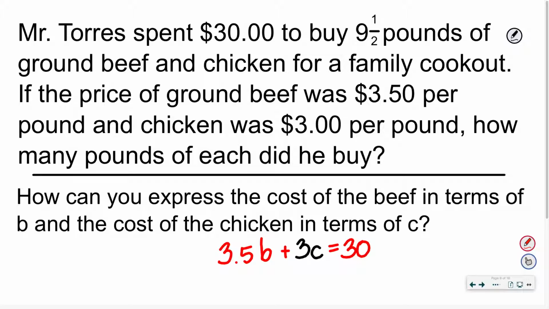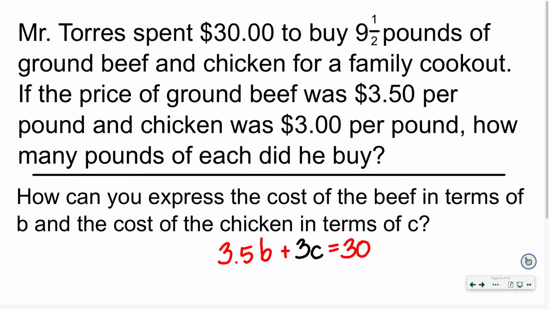What does that equation mean? Can someone explain that equation in a sentence? Patrick, go ahead. Every pound of beef is $3.50, and every pound of chicken is $3, and together they equal $30.